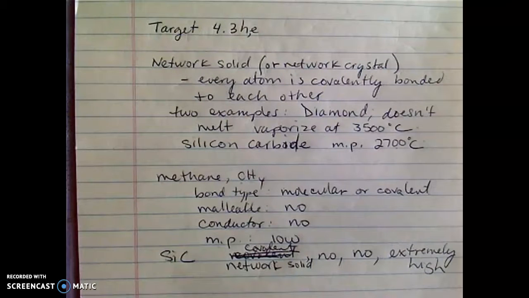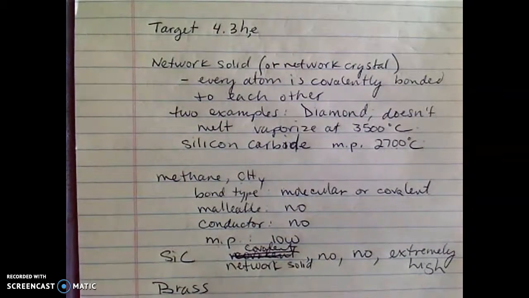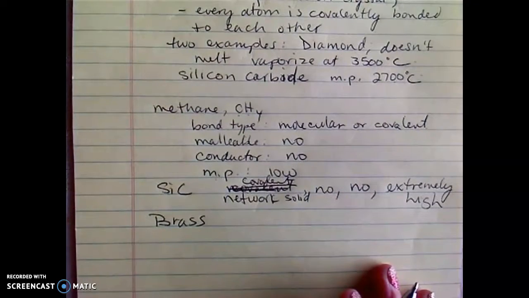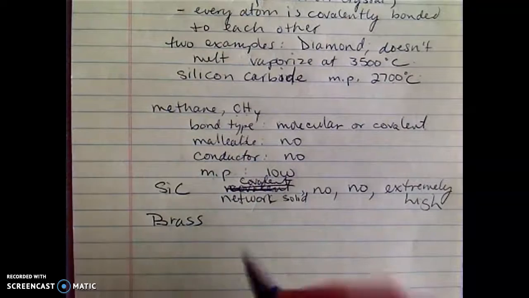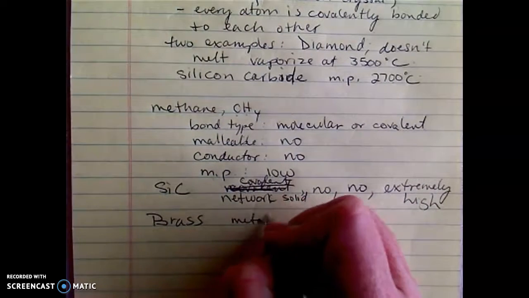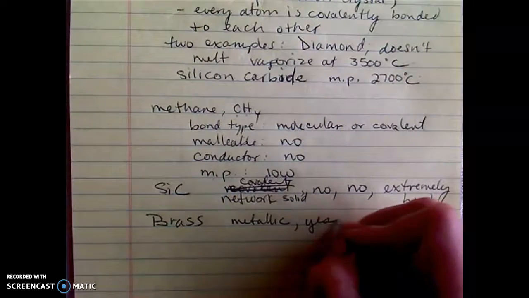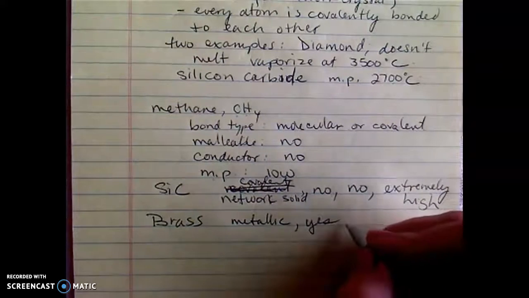So I could give you an alloy, like I could say that you have brass, a mixture of copper and zinc, I think it is. But I know it's an alloy, so the bond type would be considered metallic. It's a mixture of metals. Is it malleable? Yeah. Look at what we make things with brass. You can make statues. You can definitely shape it into things.